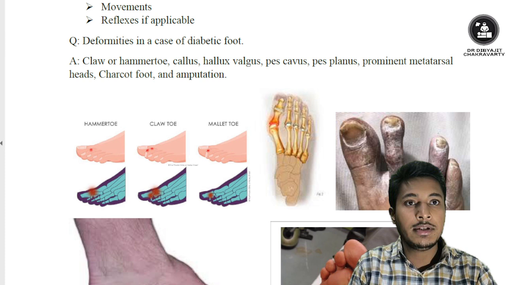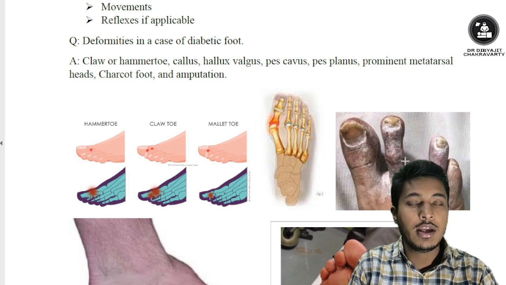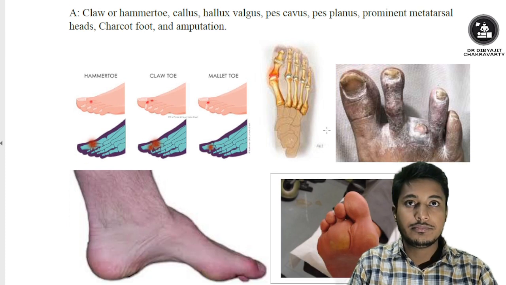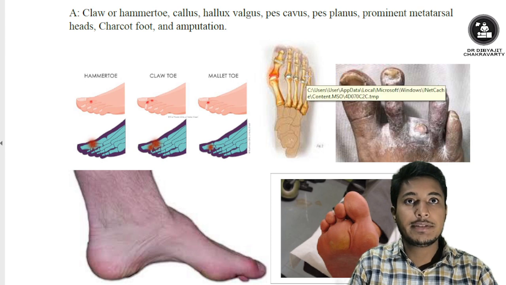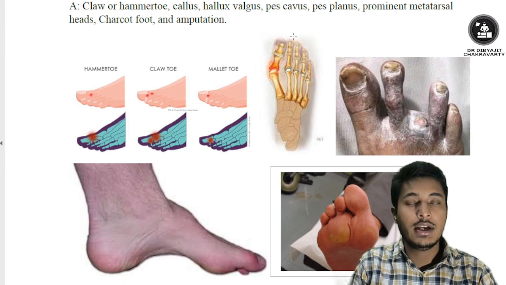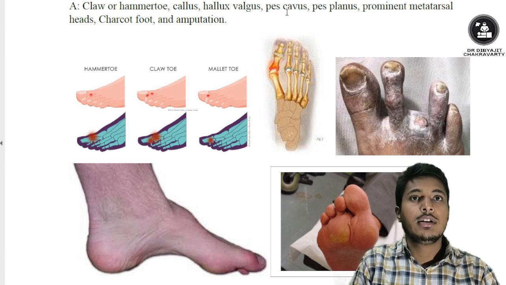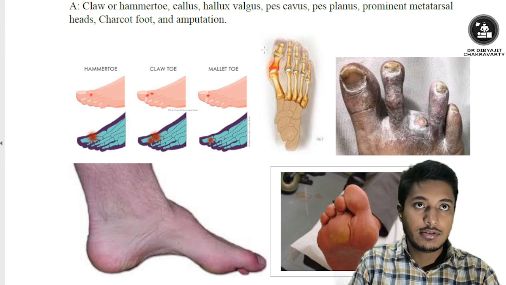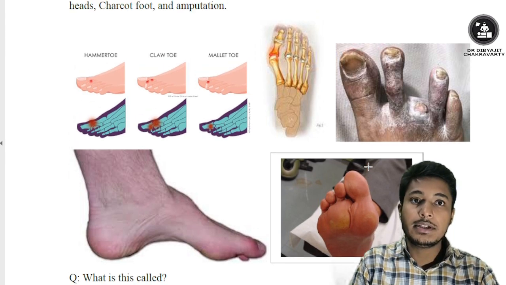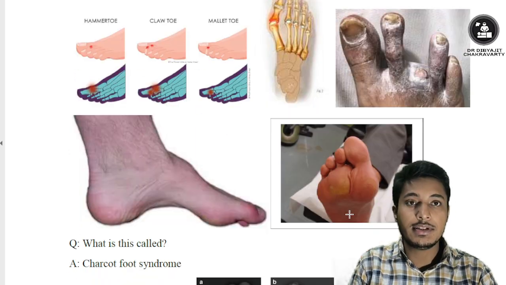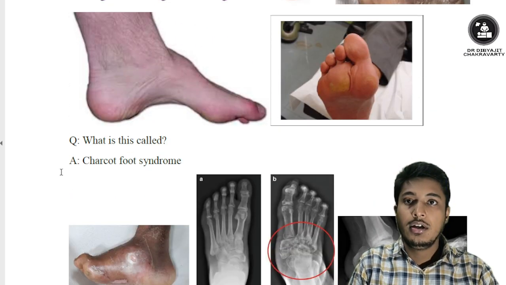Thirdly, we have seen a picture of an amputated third toe. Also, pes planus, pes cavus, that is flat foot, and also exaggerated plantar arch. Metatarsal heads are also prominent, which can be seen in the last image.